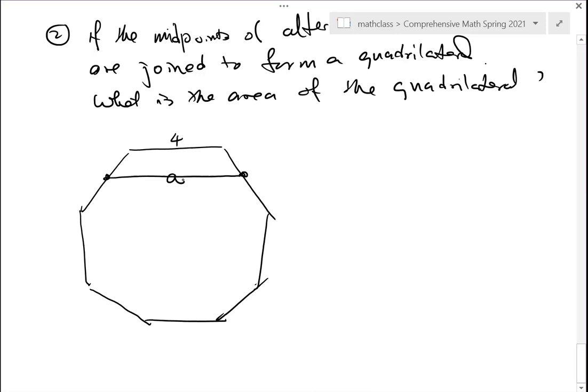Otherwise, yeah, it's not easy to find the area of the octagon. How do you find the area of octagon? It consists of many right angles, right?